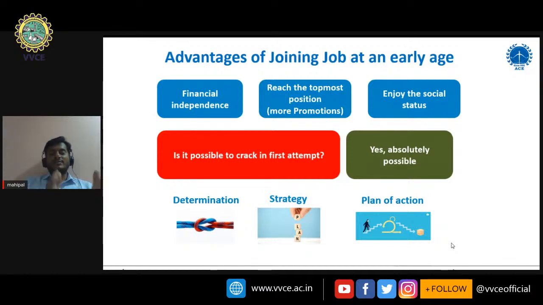So what we need is commitment, planning, and implementing what we have planned. These are some of the important things you need to focus on if you want to get a job, or a seat in a good institute, in the very first attempt.